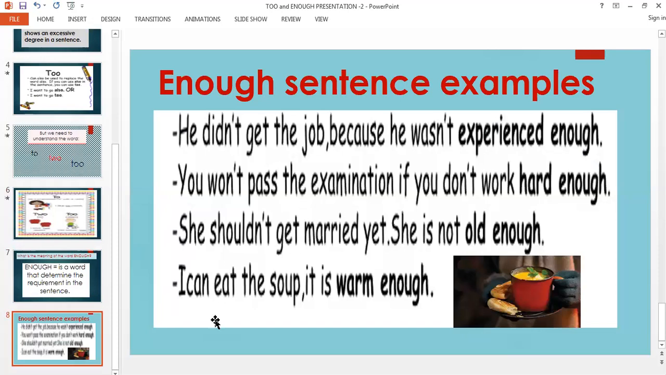But what will happen here? Okay, I can eat the soup. It is warm enough, meaning you can easily eat the food now because the soup is not so hot, because it's warm enough.